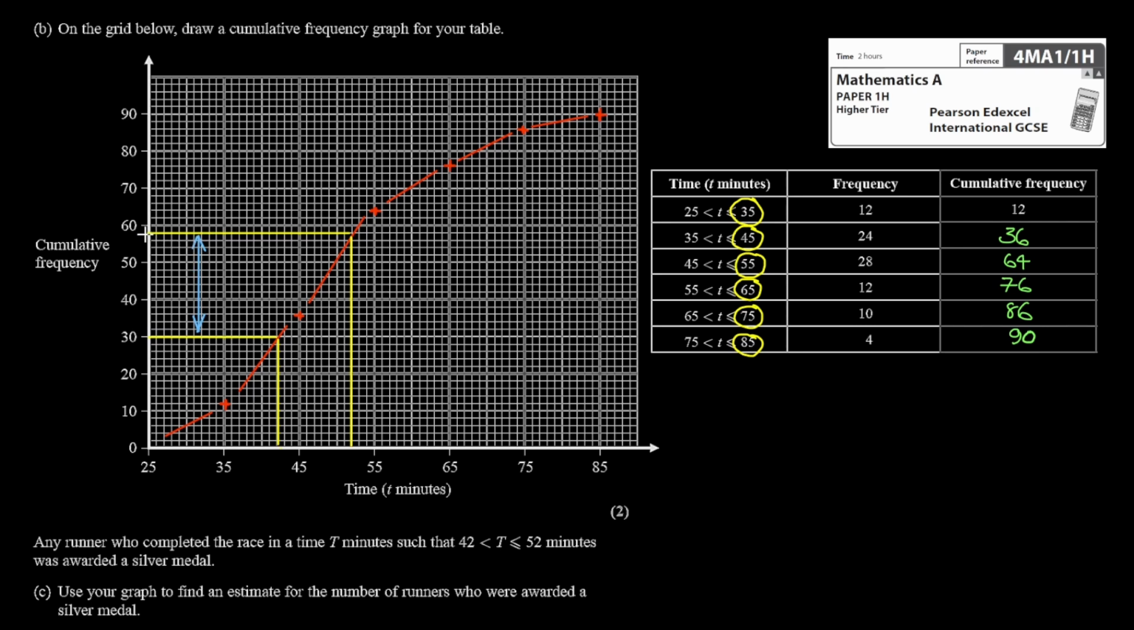So the answer we need is the difference between the two horizontal yellow lines. This looks like it's 58 and this is 30. So the number of silver medals must be equal to 58 minus 30, which is equal to 28. And that's going to be your answer.